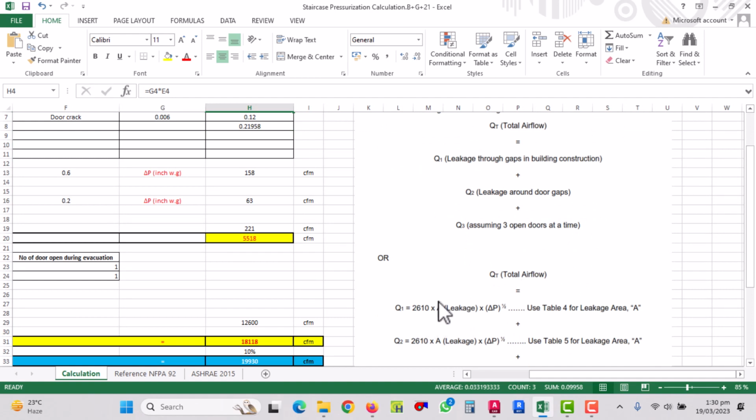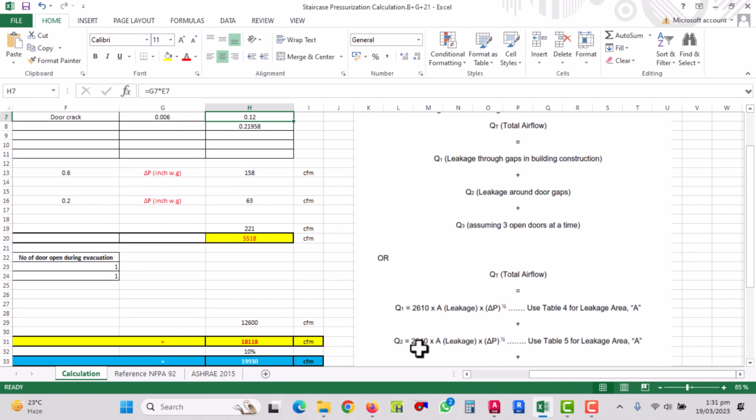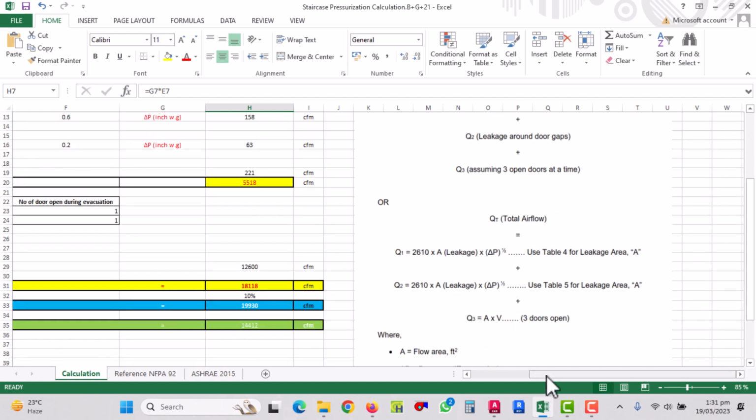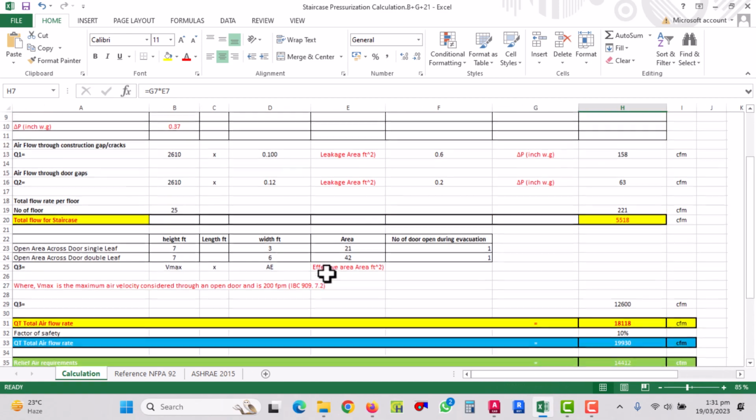2610 multiplied by the total leakage area through the construction elements, not the door. The door is separate. And 2610 times the leakage area multiplied by the pressure difference under root. So you can check yourself according to these equations, and this is for when doors are open. We will discuss it later.